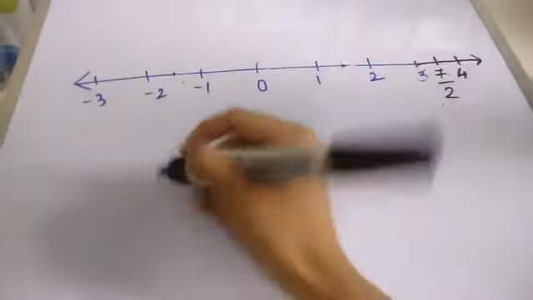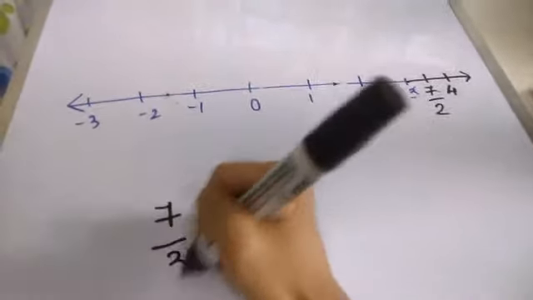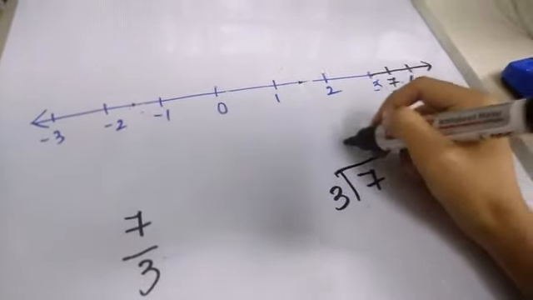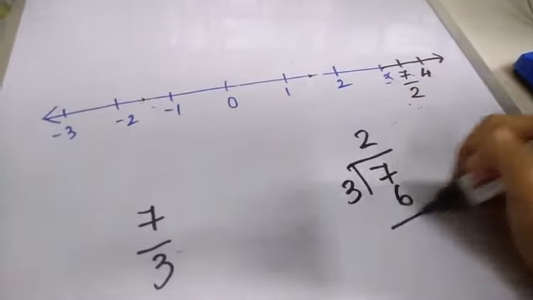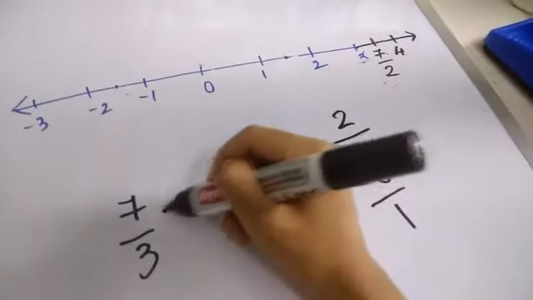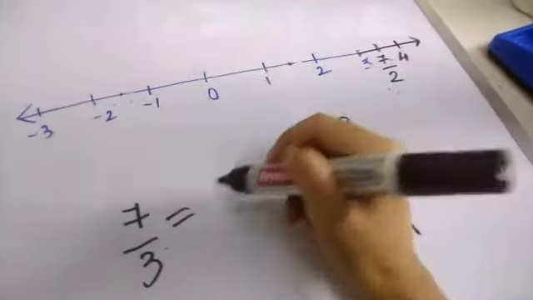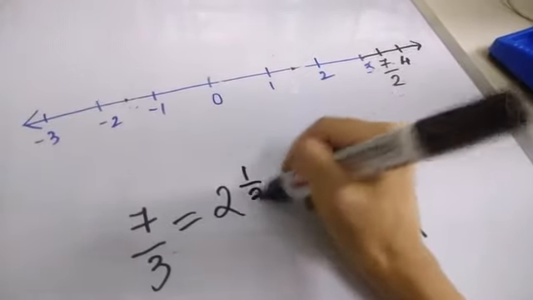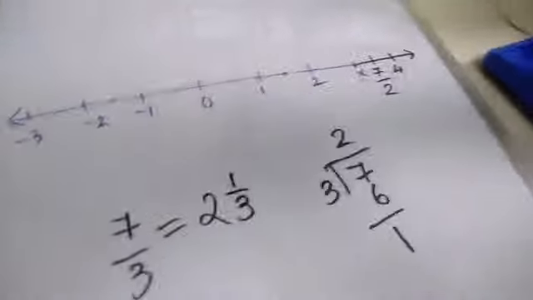Let's look at another example. Let's look at 7 by 3. Okay, so we are doing 7 by 3. 3 2s are 6, right? And you get 1 here. So 7 by 3 is equal to 2 1 by 3. 2 1 by 3 is 7 by 3.